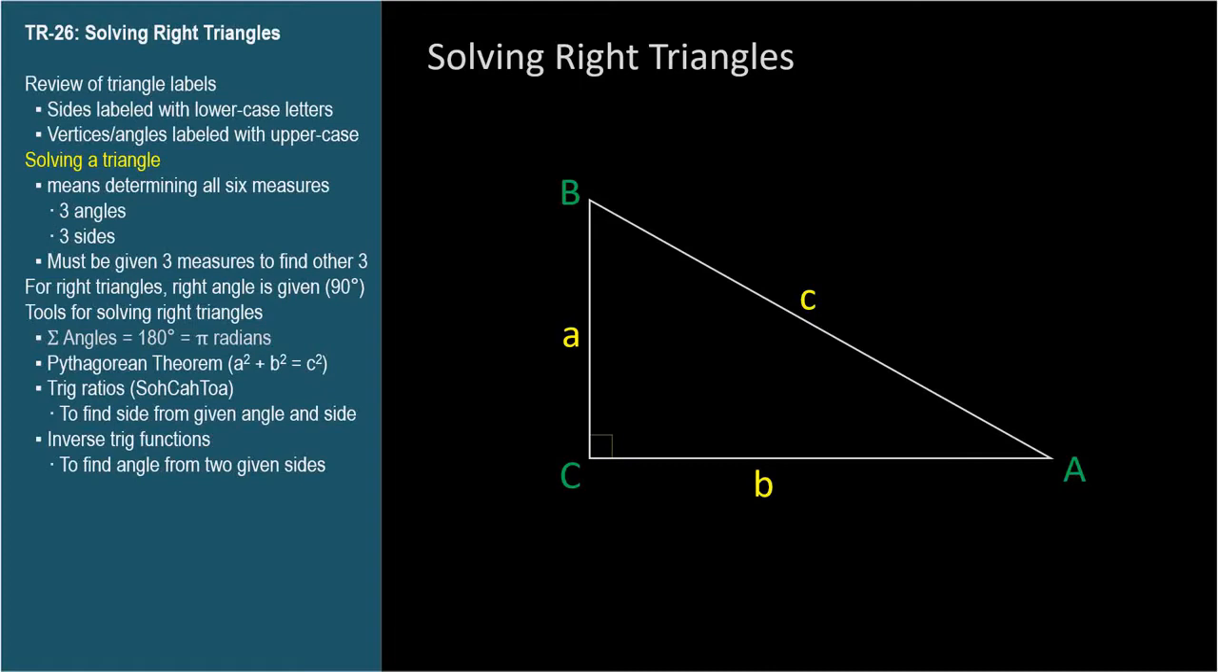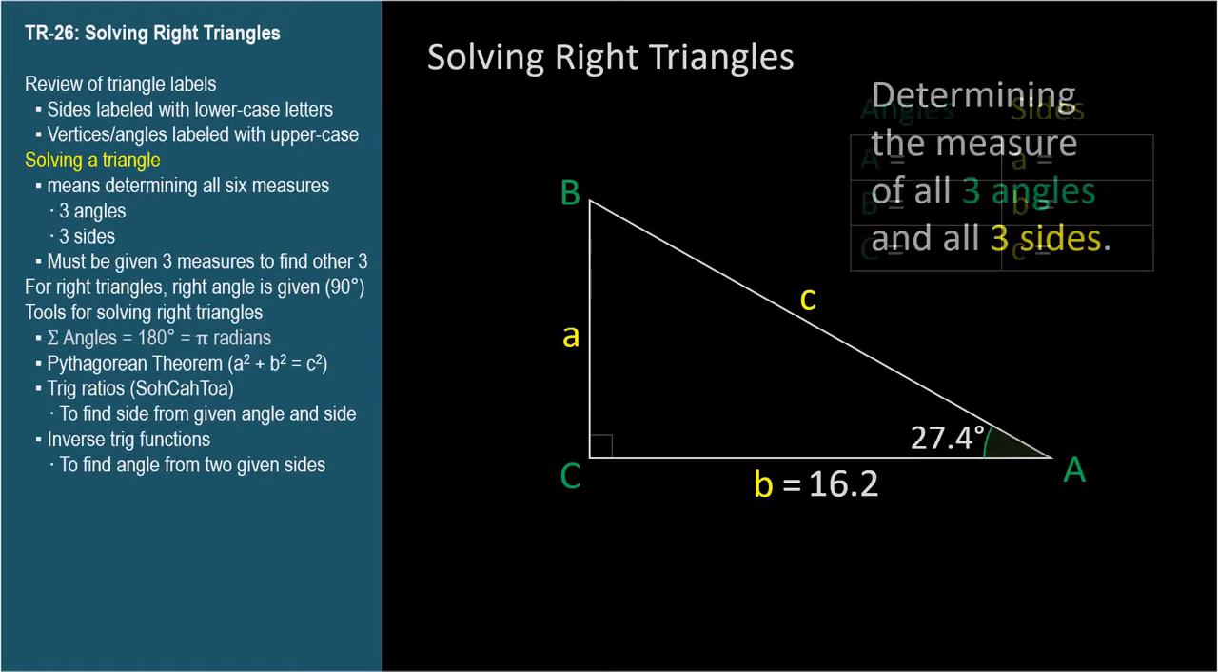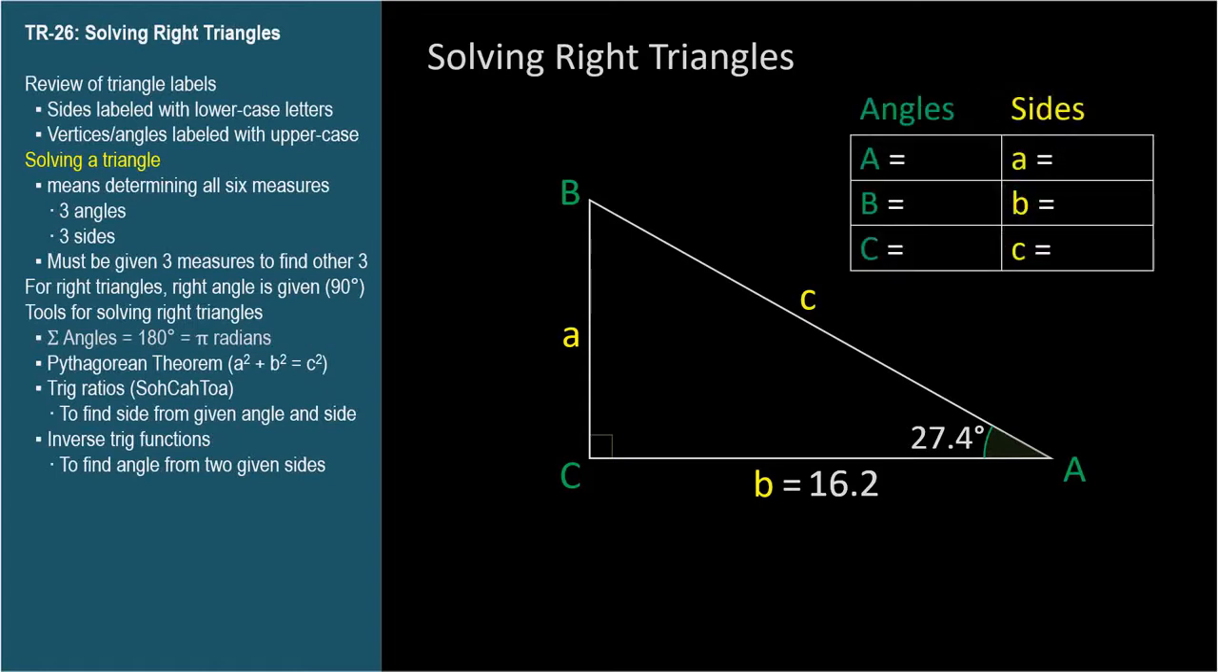Solving a triangle means determining the measure of all 3 angles and all 3 sides, starting with partial information. And we're going to start by solving right triangles. Suppose we're given a right triangle with angle A equals 27.4 degrees and side b equals 16.2 units. To solve the triangle, we need to find all 3 angles and the length of all 3 sides. We could create a chart to keep track of our progress and results. We're given 2 elements, so we can start our chart with what's given to us.